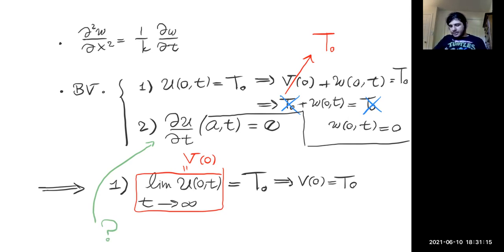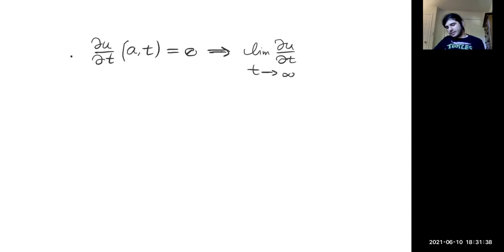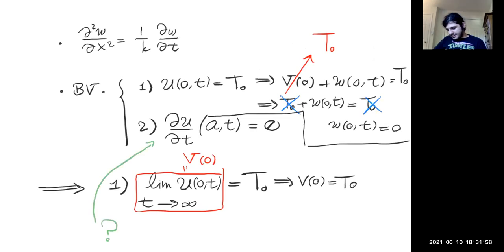Now, looking at the second equation, the derivative of u at the point a and t equals 0. If we take the limit of this thing and send t to infinity, we would see that the limit of the derivative of u at a and t should be equal to 0, right? Sorry, there's a typo here. It's the derivative with respect to x, hopefully. Let's see if I made the same mistake. Yeah, sorry guys, I have the typo here too. It's the derivative of u with respect to x.